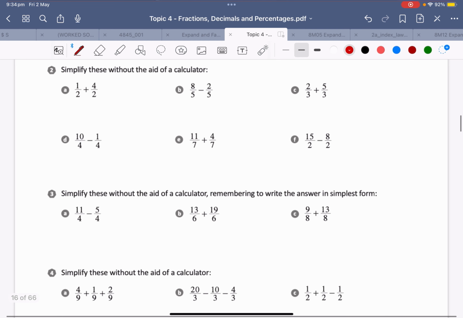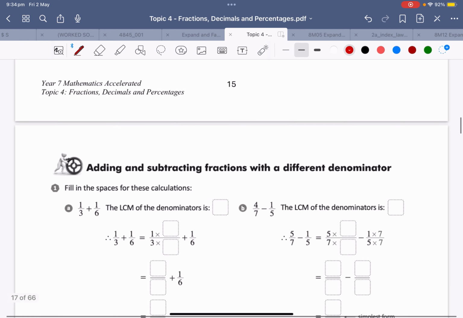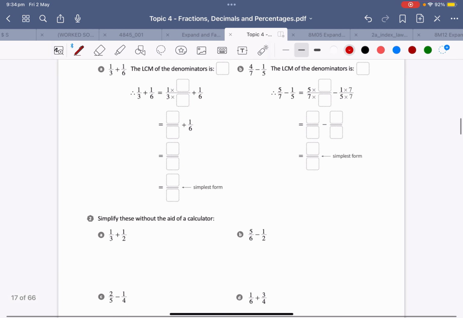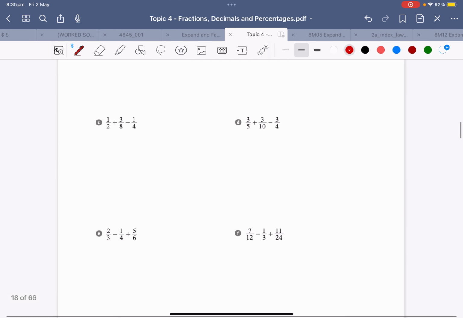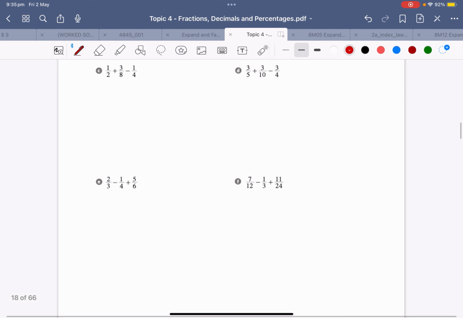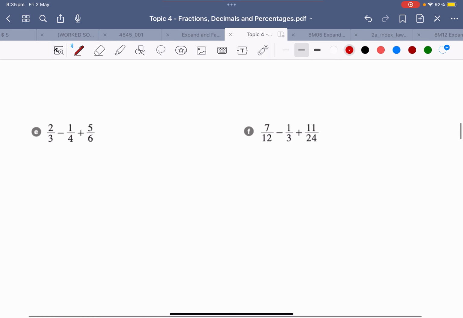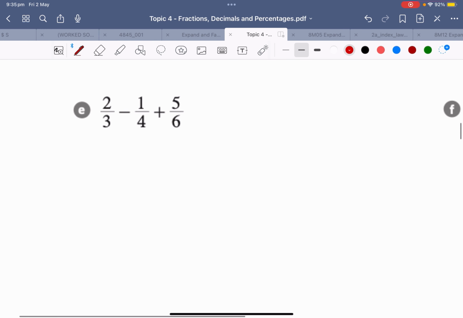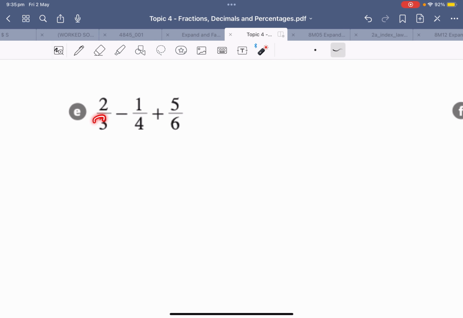Unfortunately, due to time, I cannot do all of these for you. These are quite explicit. I'll have a go at the hardest question here. Let's see, which one's the hardest? Oh, question F. I'll do one easy one, I'll do one hard one, okay? 3, 4, and 6, they're all different denominators.